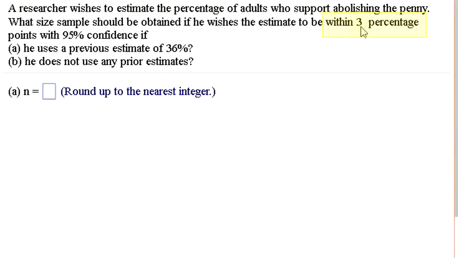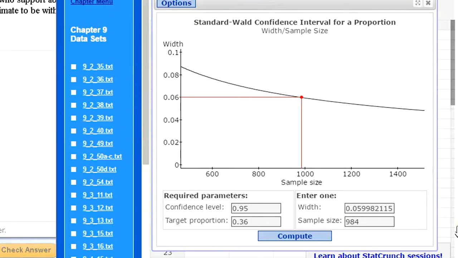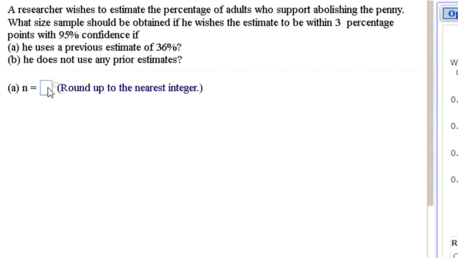Since we want to be within 3 percentage points, that's not the width, that's the margin of error. The width of the confidence interval is twice the margin of error. So instead of putting in 0.03, we put 0.06. We hit enter, and it's going to give us a sample size of 984. That's it.